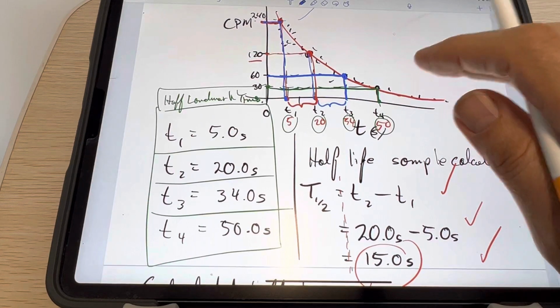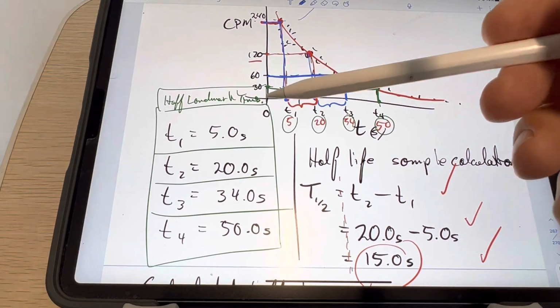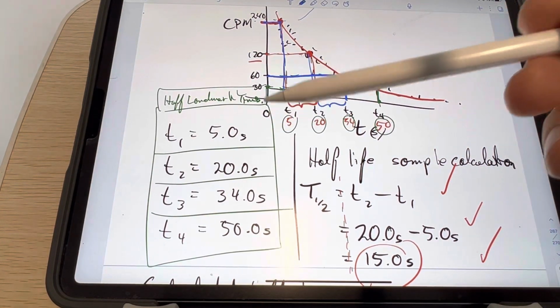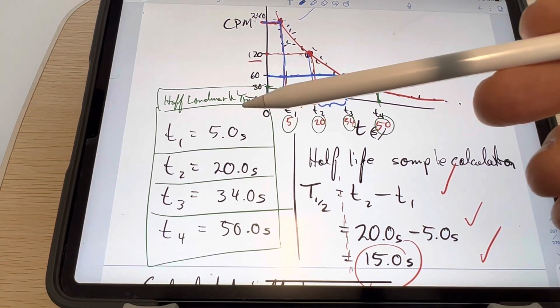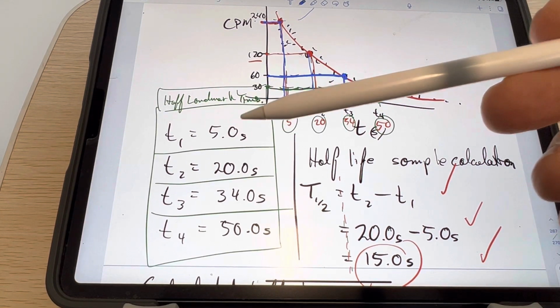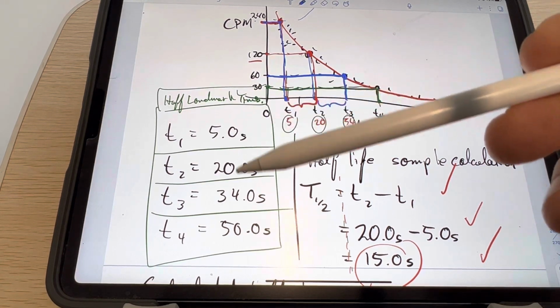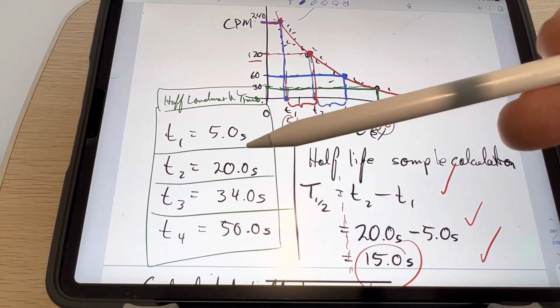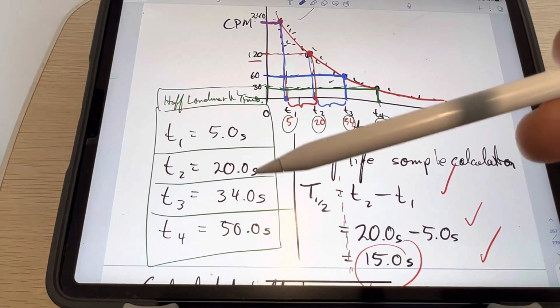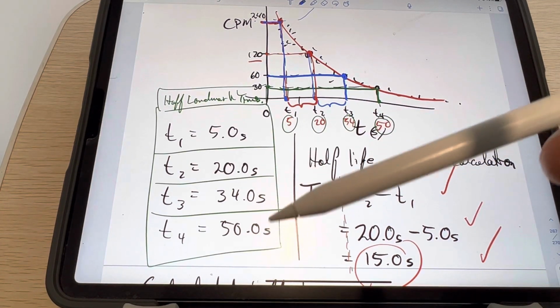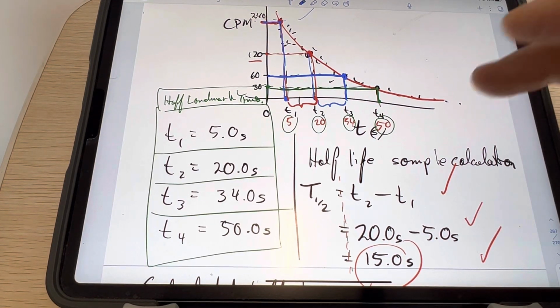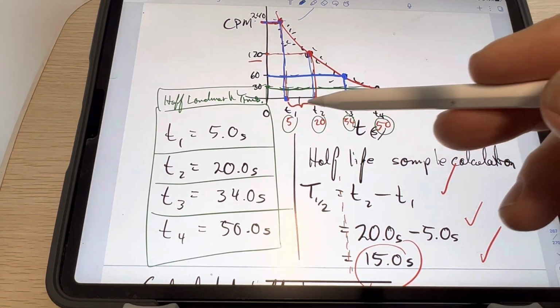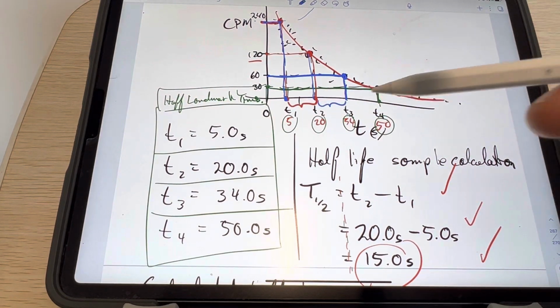All right, then you're going to make a little table. Again, yours will be formally typed up, and mine's just sketched on this pad. But you're going to make a table of half-life landmark times. And you'll write them all down there. Maybe 5 seconds in this example, 20 seconds, 34 seconds, and 50 seconds. Those are not half-lives. Those are just landmark times. To get to half-life, of course, you need the interval between those times.